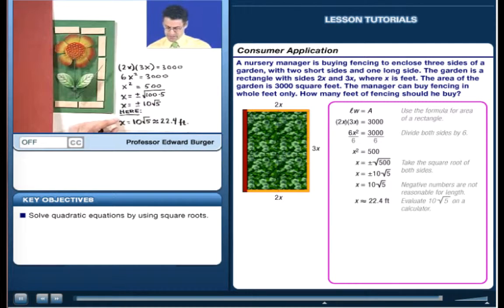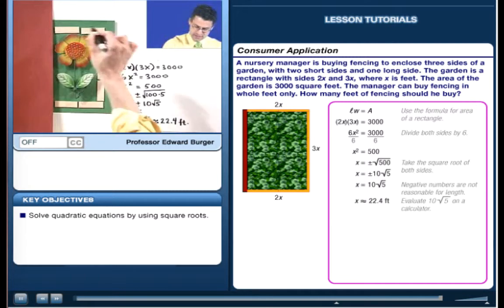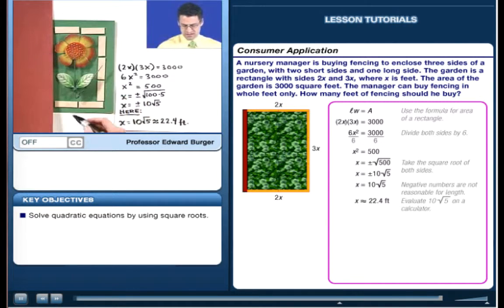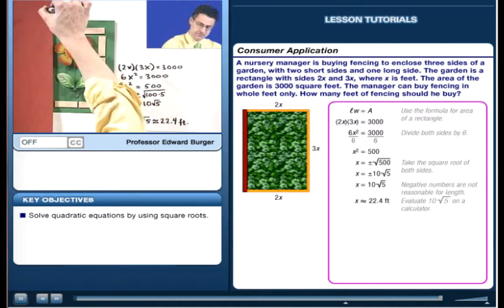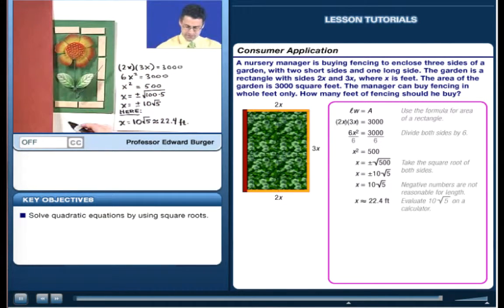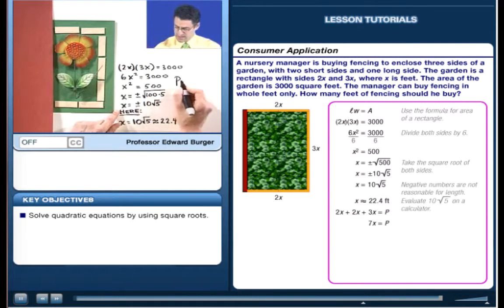So how much fencing do we need? You might say, oh, we need 22.4 feet of fencing. But no, we have to go back to the original question. We need to fence all of this. Each one of these represents x. So what's the perimeter? Well, we only need the perimeter of these three sides of the rectangle because remember, this is a brick wall that's already there. So we only have to look at 2x plus 2x plus 3x, or 1, 2, 3, 4, 5, 6, 7x. So the perimeter, which is the amount of fencing that we need, equals 7x.